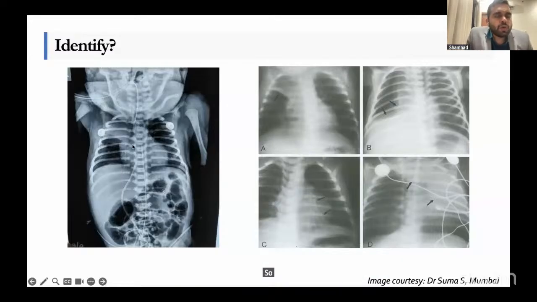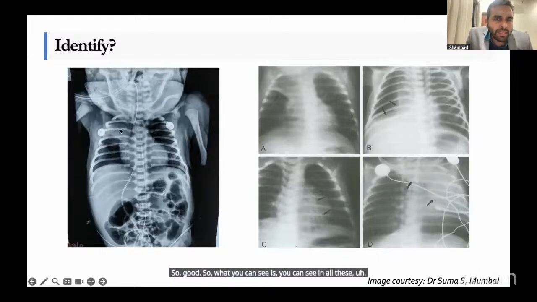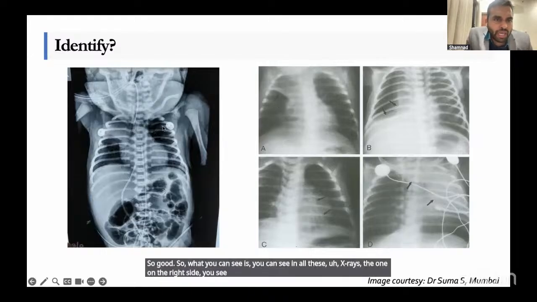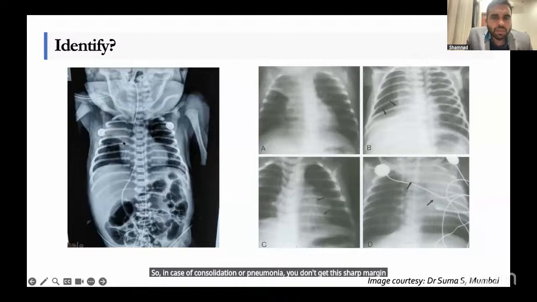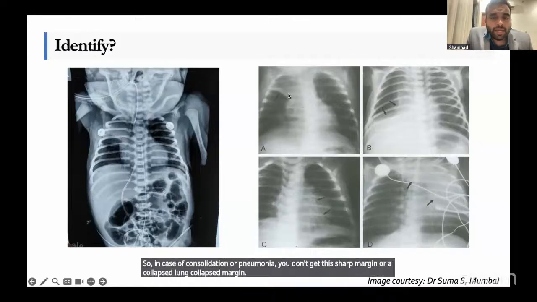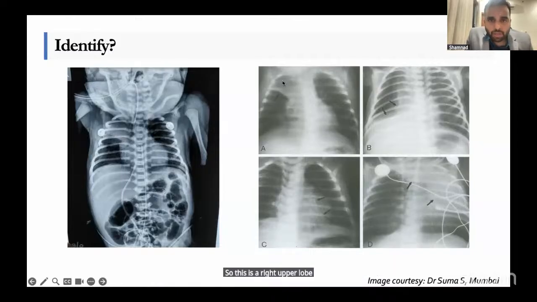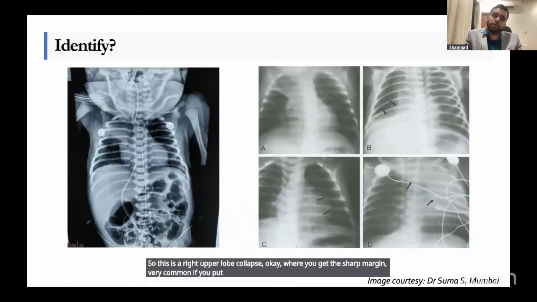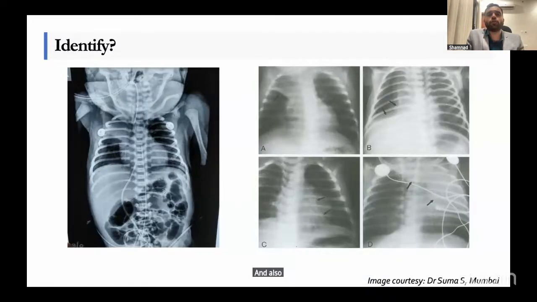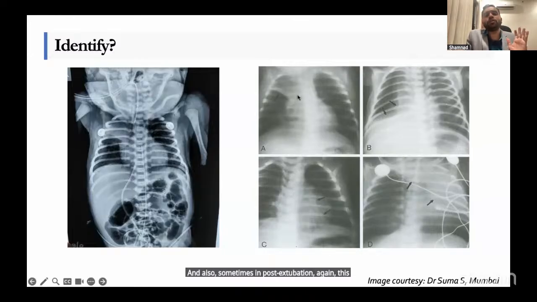So good. What you can see in all these X-rays, the one on the right side, image A, is where you see a sharp inferior margin. In case of consolidation or pneumonia, you don't get this sharp margin of a collapsed lung. So this is a right upper lobe collapse, where you get the sharp margin. Very common if you put the endotracheal tube to one side rather than in the center. Also sometimes post extubation, this apical lung collapse is commonly seen.